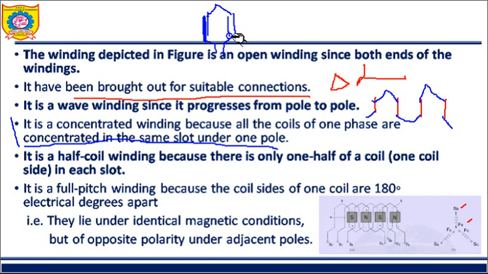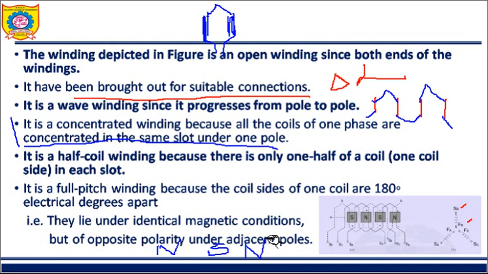This is a conductor by which we are making the coil. This is a coil. So it is a full pitch because all coils of one coil are 180 electrical degrees apart. That is, they lie under identical magnetic conditions but opposite polarity. Another meaning is, if the first is under an N pole, then the next should be under an S pole.